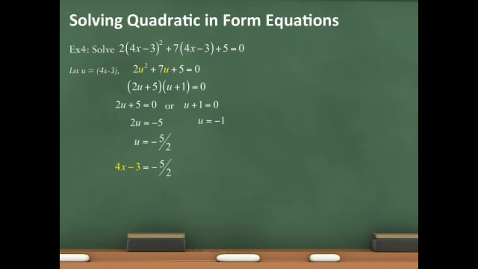Now we are ready to replace u with the original variable expression 4x minus 3. Solving the first equation for x gives us 1 over 8. Solving the second equation for x gives us 1/2. Again, you want to do step 5 and check your solutions. In this case, both solutions check. You should look over the examples on the web page and then test your knowledge using Test Yourself.